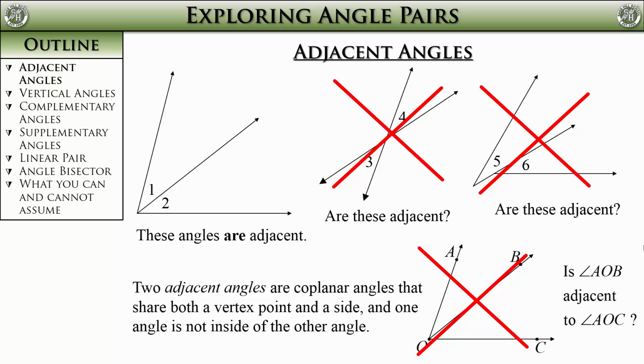Which brings us to the definition. Adjacent angles must share both a vertex and have a common side, but not have one angle inside the other. That's a lot of wording, but in general, adjacent angles just need to look like angle 1 and angle 2. No deviations, however slight, are allowed.